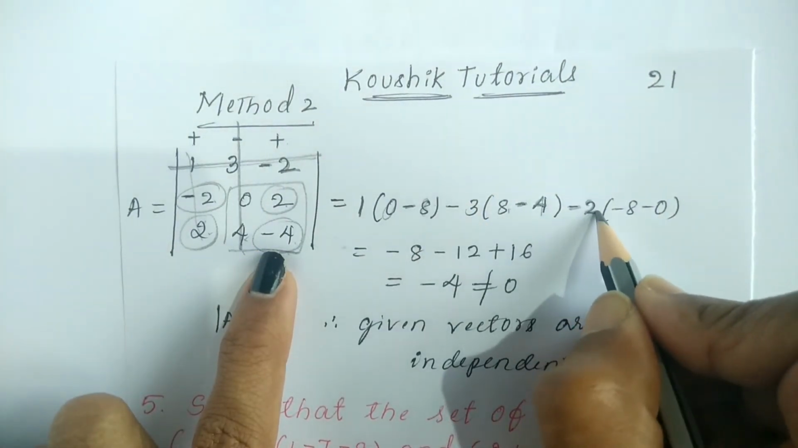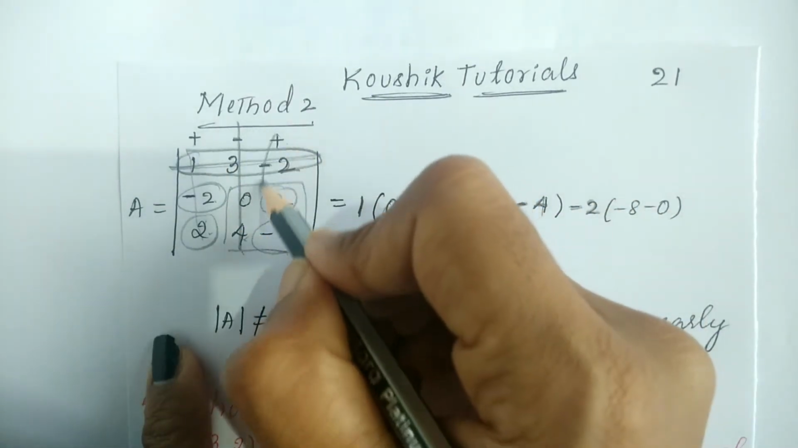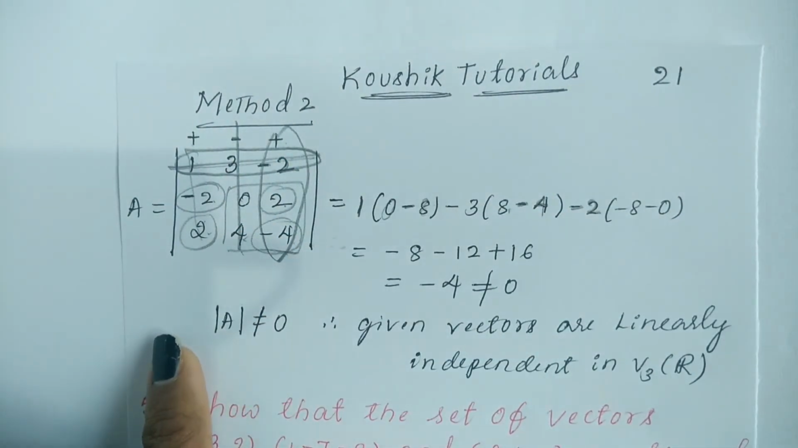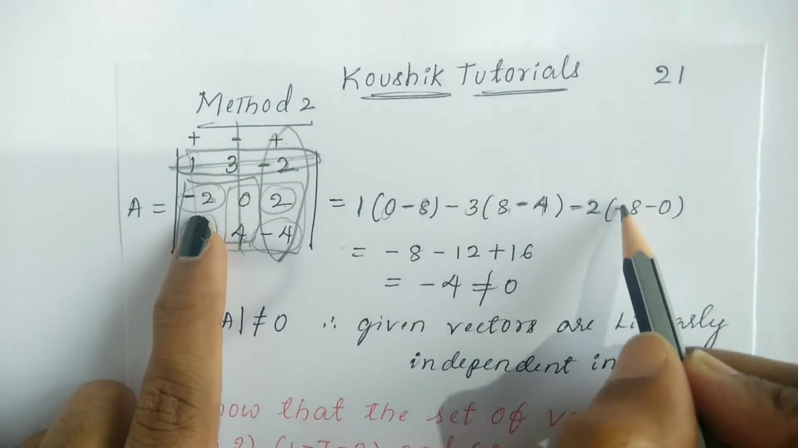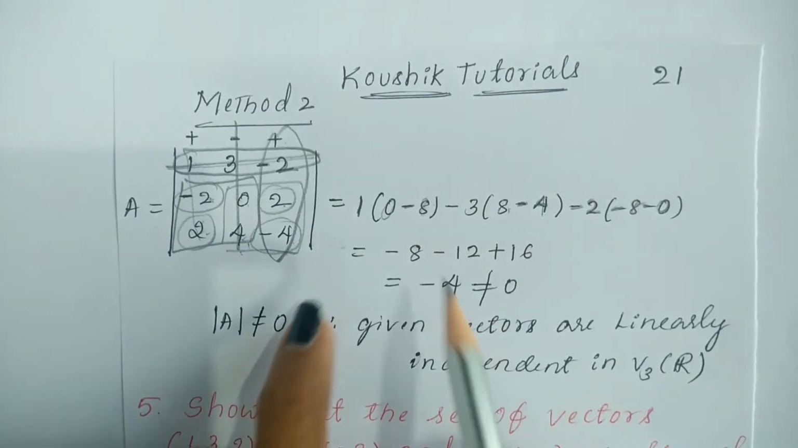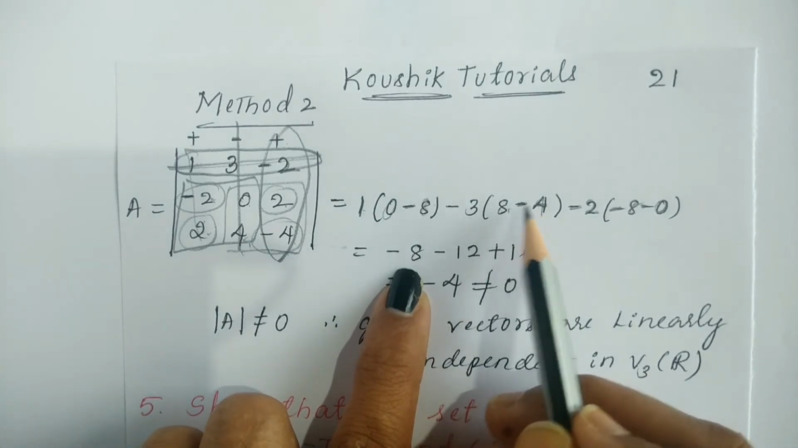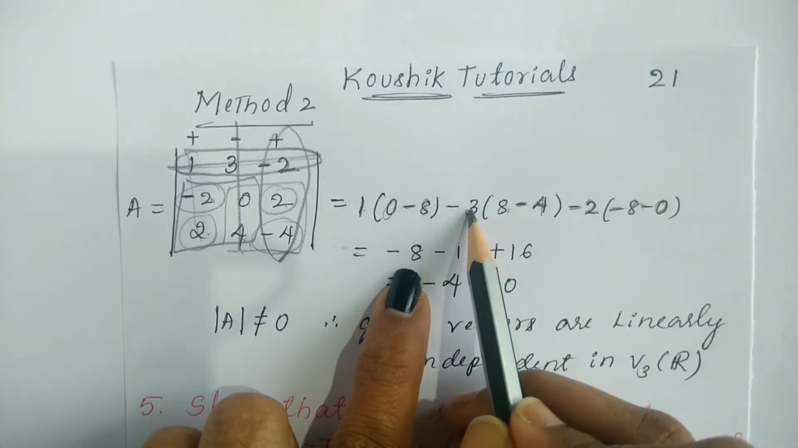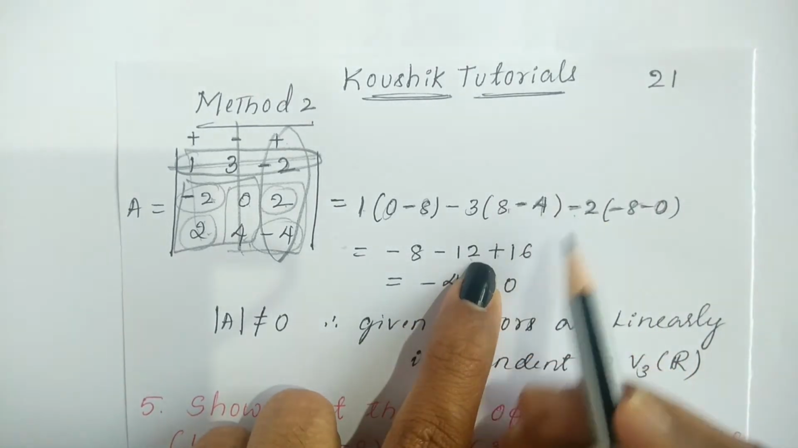Next, last element, that is minus 2. So minus 2, take that one. Minus 2 belongs to the first row, third column. So delete that one and we remain with this one. So minus 2 into 4, minus 8. 2 into 0, 0. So minus 0. So what is that? 1 into minus 8, minus 8. 8, 4. 8 minus 4 is 4. 4 into 3 is 12. So minus 12. And here minus into minus plus 8 into 2 is 16.